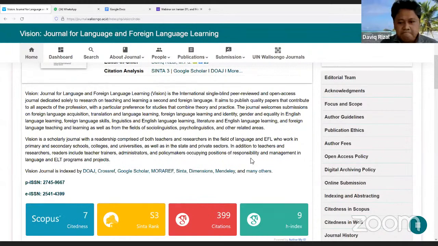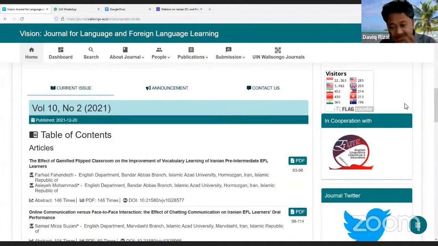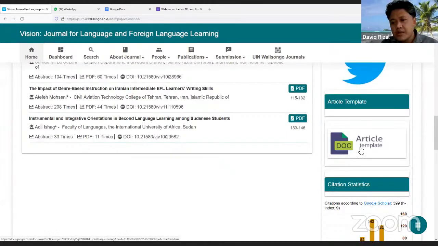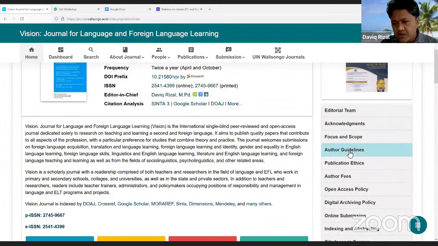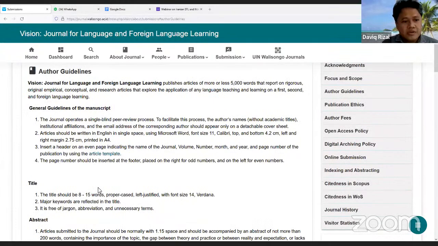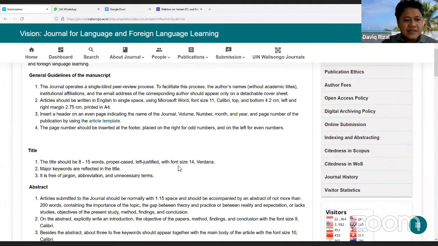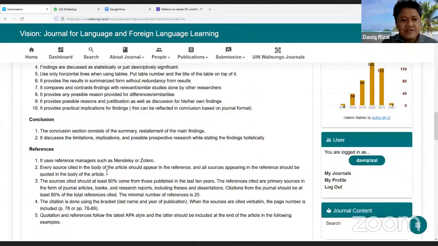Before authors submit the manuscript, they can download the article template. This is the article template, to make sure that your article already uses our template. Then you have to read the author guideline. This is the author guideline, for example, the title, the abstract, the introduction, method, findings and discussion, and conclusion, references.